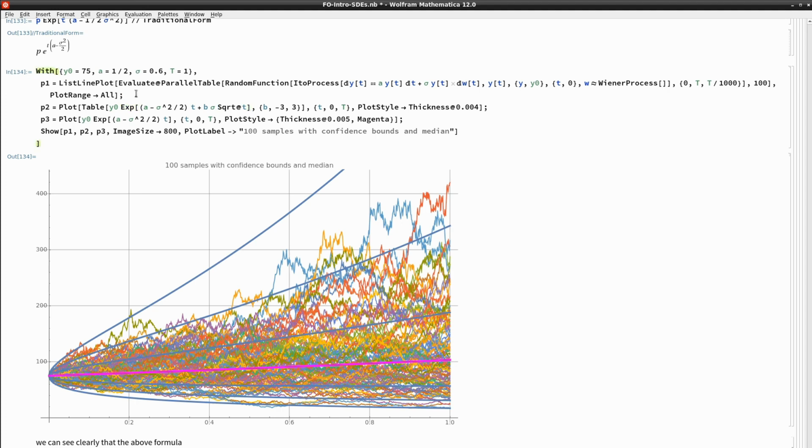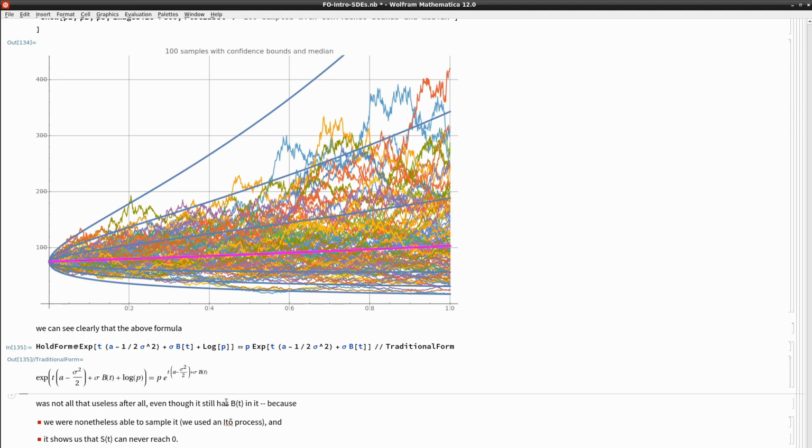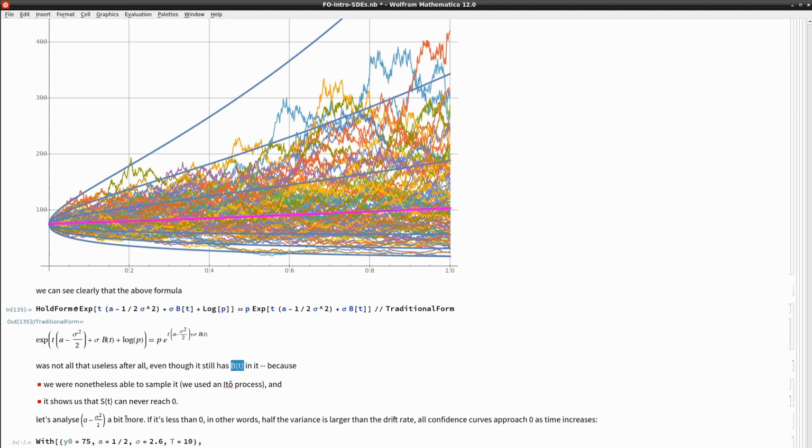These are inflated numbers to make this visible, but you can clearly see that the main random movement work here is between 1 and -1 standard deviations, and things fade out as we get lower or higher in these standard deviations. Okay, 100 samples gives us this curve, and I'm showing you the median and these standard deviations as confidence bounds. So we can clearly see that this formula was not all that useless after all, even though it has B of t in it, and B of t is not directly observable, because we were still able to sample it with an Ito process, and we learned from it that S of t can never reach 0.